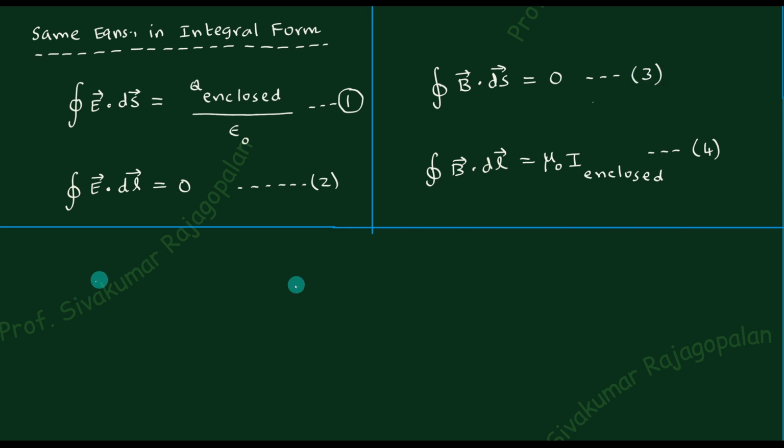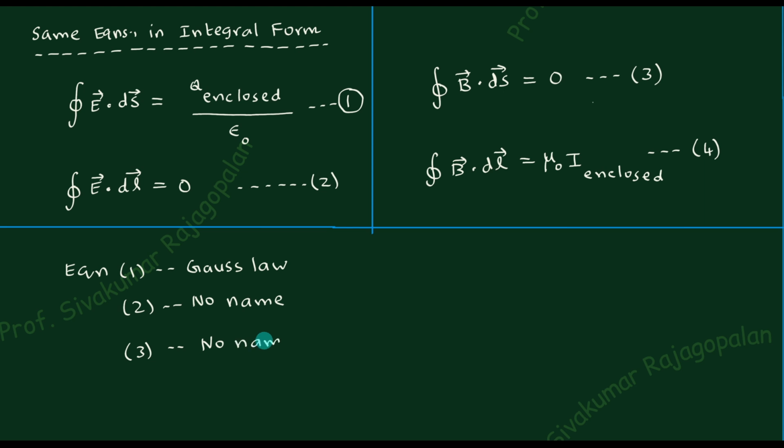So corresponding to this, maybe some of the names, I will just write down for comparison. Equation 1 is known as the Gauss Law. Equation 2 has no name. Equation 3 also has no name. And equation number 4 is known as the Ampere's Law. Some of the textbooks will give some equivalent name like Gauss Law in magnetism, but that is not correct. So that is why I am specifically writing here. And the collection is what is known as the Maxwell's equations.